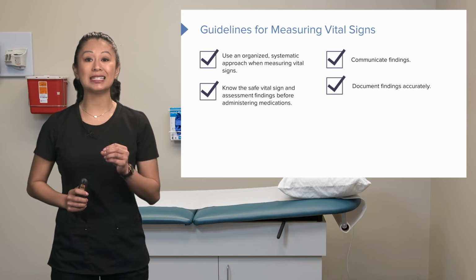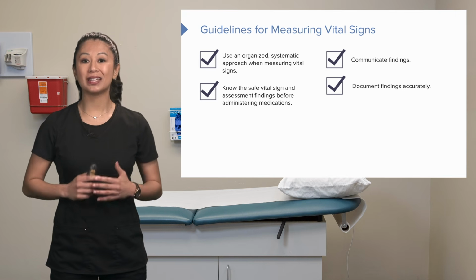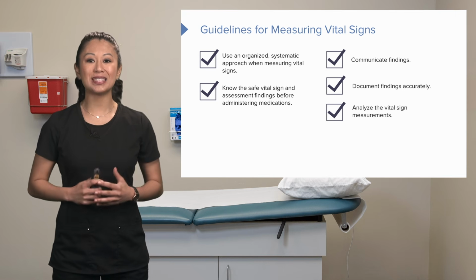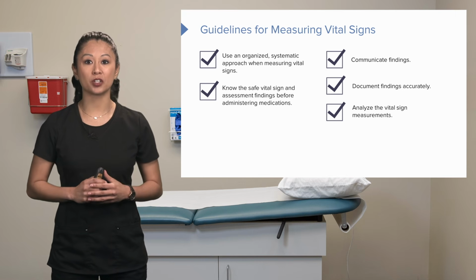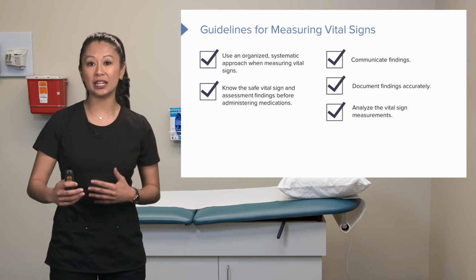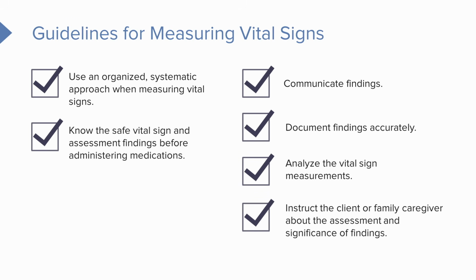There's occasional instances where we've got to communicate abnormal findings to a healthcare provider because they could mean a decline in a patient's status. And of course, always analyze those results of vital sign measurement because analyzing this is going to matter in regards to the patient condition and their treatment. And don't forget to instruct the client or their family or the caregiver in vital sign assessment. This is really important because if they're monitoring these at home, they need to know, is this a significant finding? Do I need to call my doctor or not?